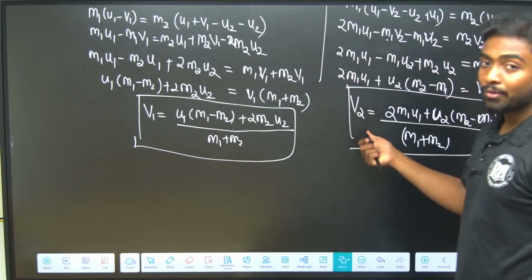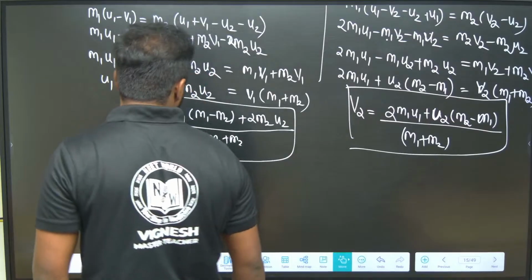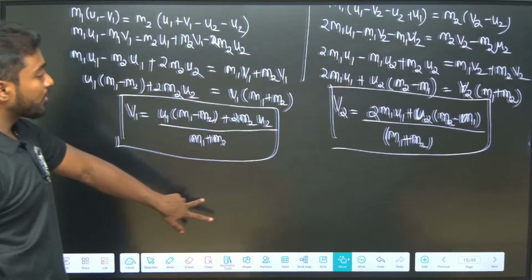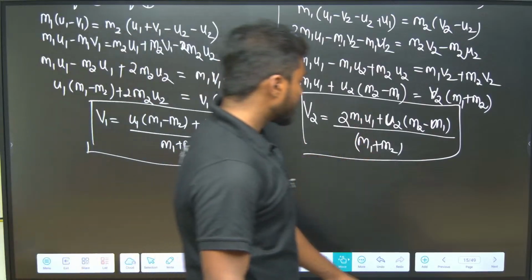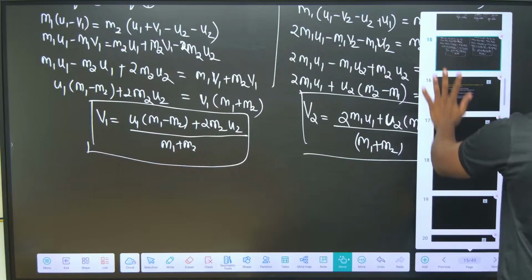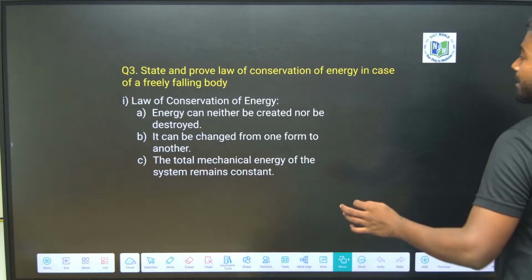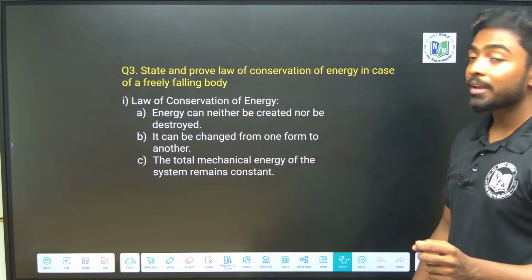When I want to find V2, eliminate V1 from equation 1. That's the thing you need to remember. So this is about the second question. Hence proved, V2 and V1 we got. The next question is: state and prove the law of conservation of energy in case of a free falling body.